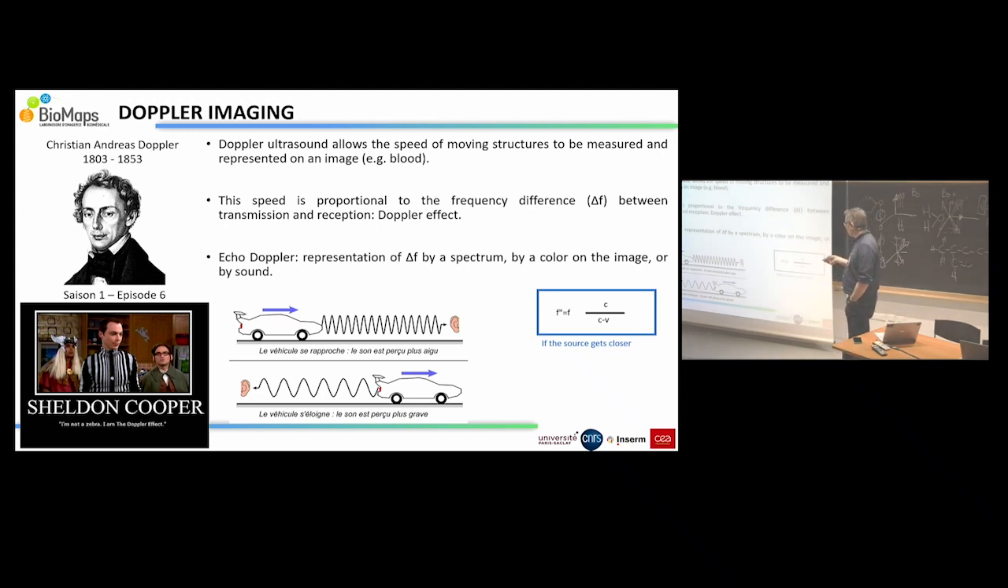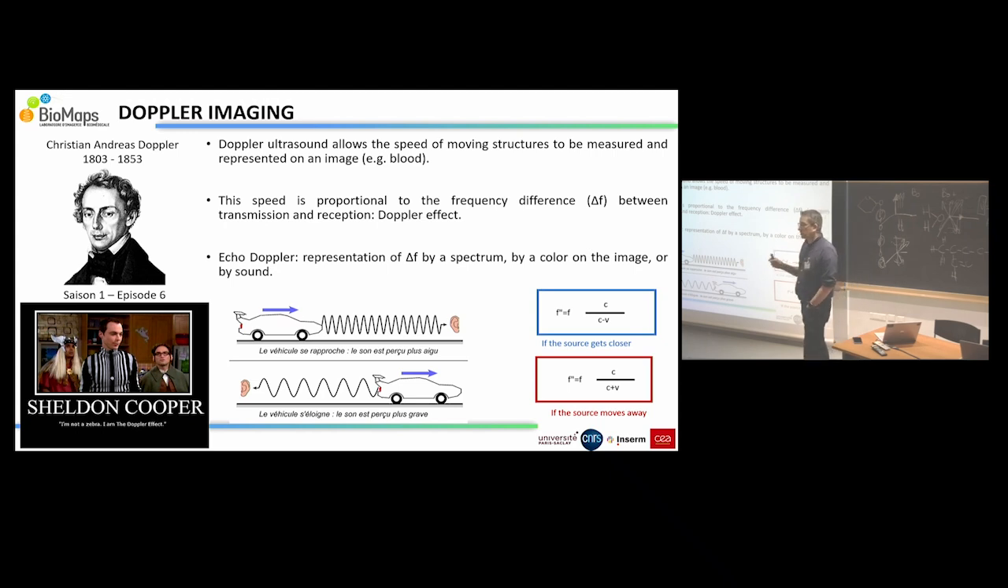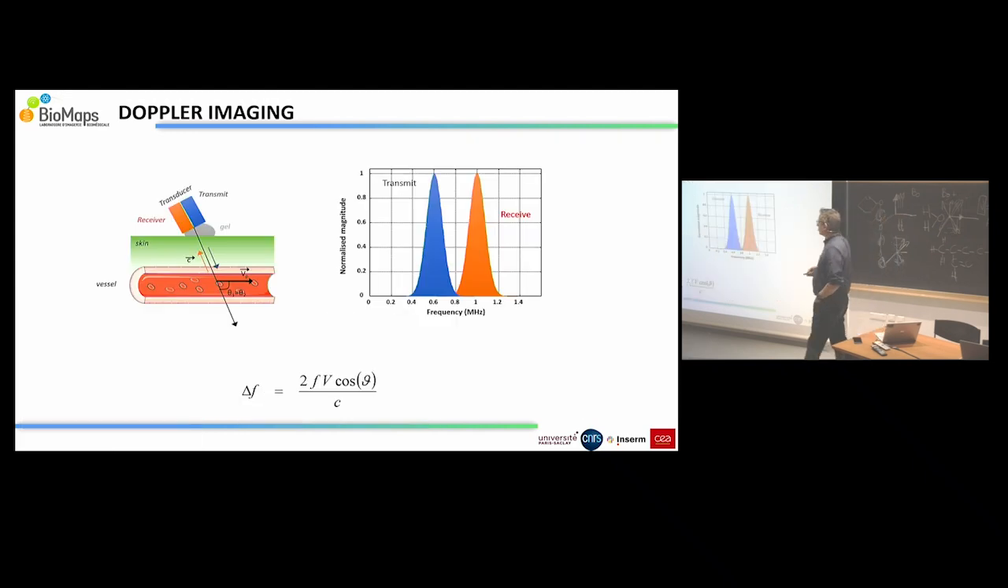So if the car is getting closer, you will have this relation, and if the car goes away, you will have this relation. This is just a minus here and a plus here. So the change in frequency is just due to the speed of the source that produces the sound. So we can use that in the body in order to find the speed of materials that move in the body. And what kind of material moves in the body? The blood, of course.